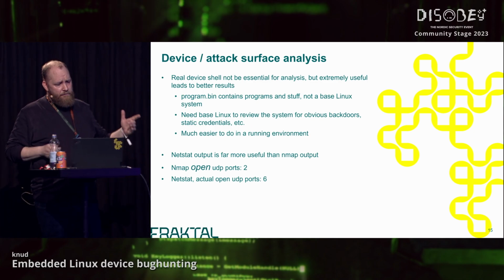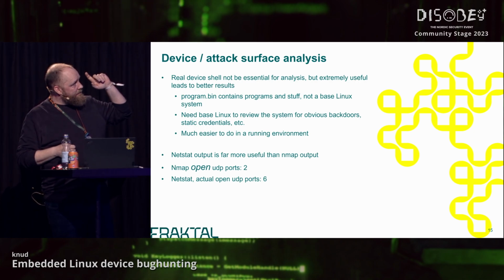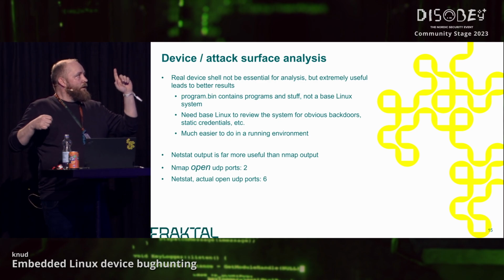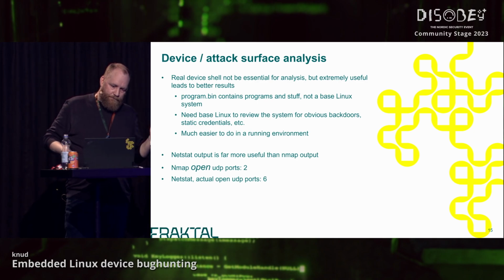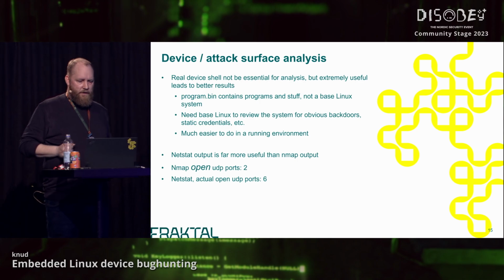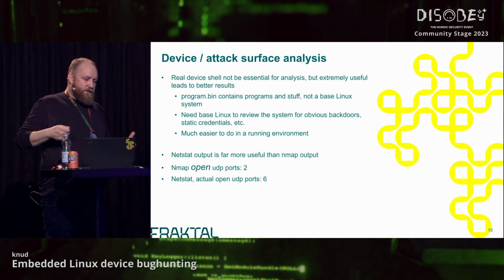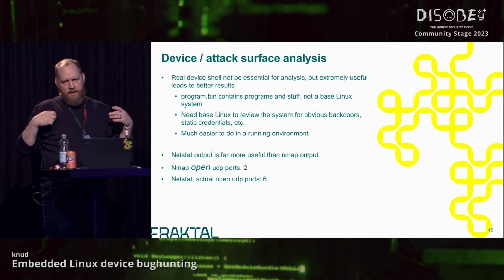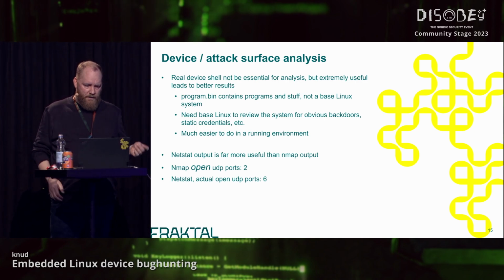So a real device and a real shell is extremely useful, and at the same time, when you look at the Uniview firmware updates, this program.bin has programs and stuff, but it doesn't contain the base Linux system. And where would you place a backdoor account? Well, in the base Linux system, right? Or other mistakes. So it is definitely best to have the real device, and it's a lot easier to do that sort of analysis dynamically in a running environment instead of statically on a bunch of files.